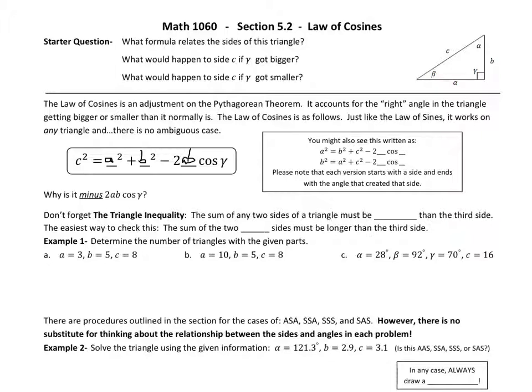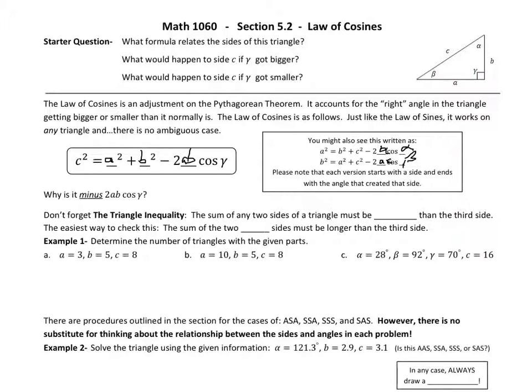Now, you might also see it written as a squared equals b squared plus c squared minus 2bc times the cosine of alpha. Or b squared equals a squared plus c squared minus 2ac times the cosine of beta. Those are your three equations for the law of cosines.